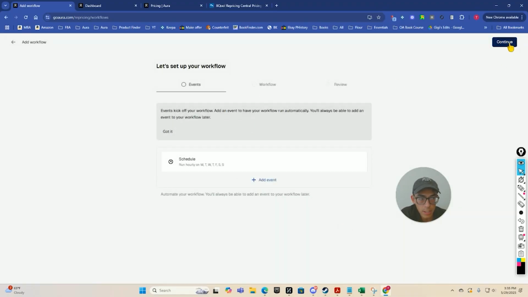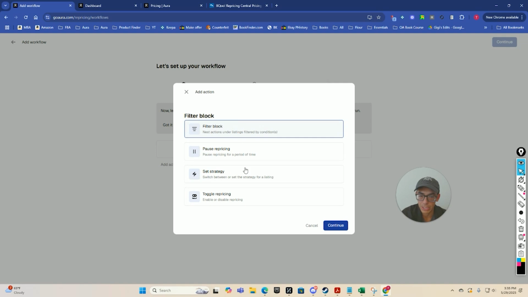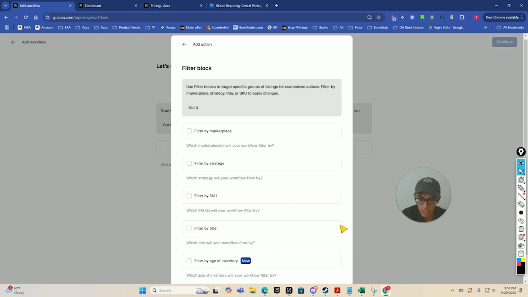Now what we're going to do is click on continue, and we're going to go to the workflow. Now this part is a little bit tricky, but just bear with me. We're first going to use what's called a filter block because we need to nest some actions underneath it. I'm going to break it down, make it super simple. Don't worry. Click on continue.